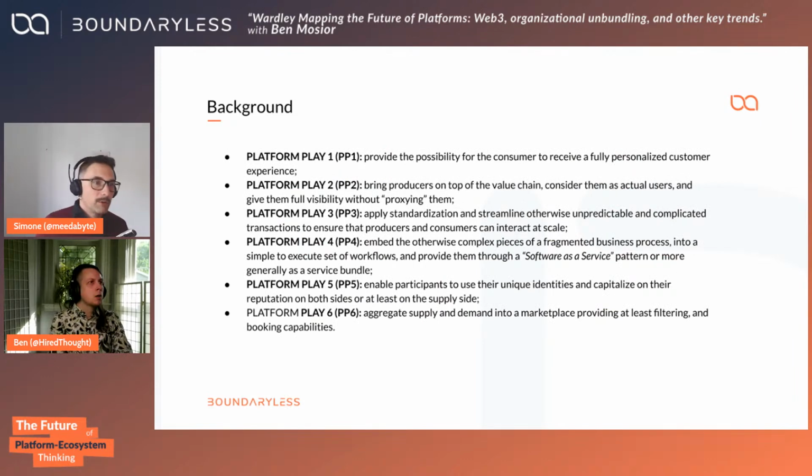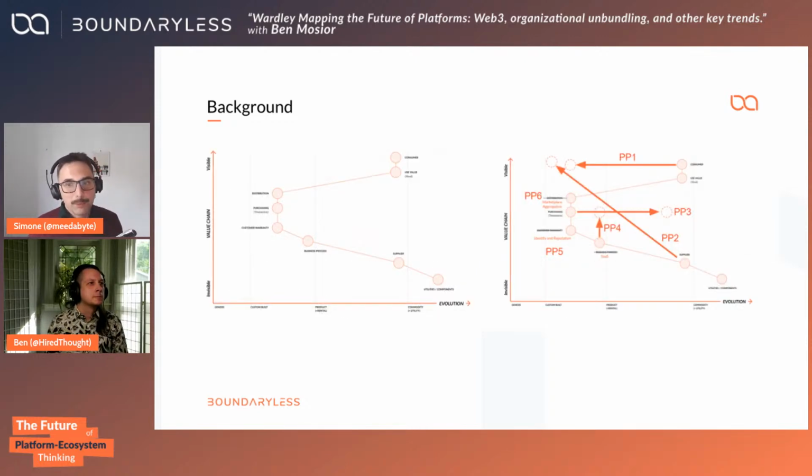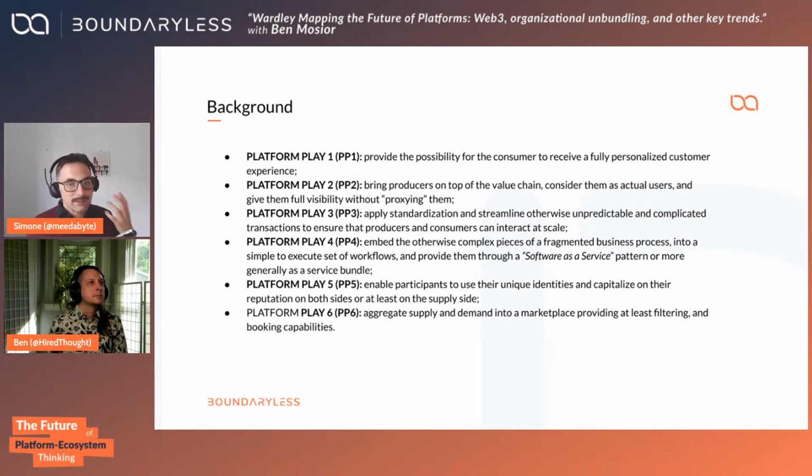And indeed, the second platform play is exactly the mirroring element, right? You take a producer; as we said, normally producer suppliers are masked. As you can see, there is this diagonal, platform play number 2, that brings the suppliers from hiding at the bottom of the value chain and puts them at the top of the value chain. It also gives them the possibility to personalize, to develop their own personal value proposition.